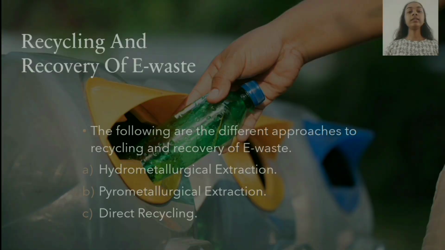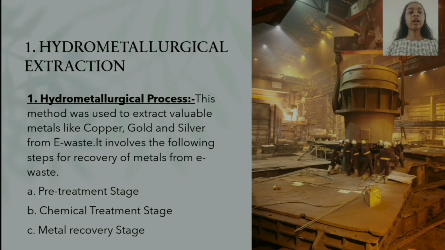And the next topic is recycling and recovery of e-waste. The following are the different approaches to recycling and recovery of e-waste. The first stage is hydrometallurgical extraction, the next stage is pyrometallurgical extraction, and the last stage is direct recycling. And the first stage in recovery and recycling of e-waste is hydrometallurgical extraction. This method was used to extract valuable metals like copper, gold and silver from e-waste. It involves the following steps for recovery of metals from e-waste.